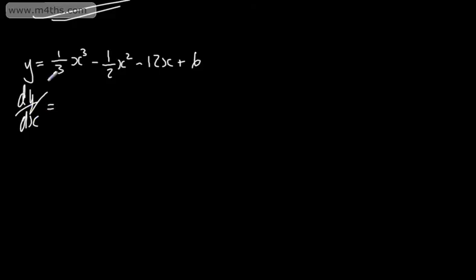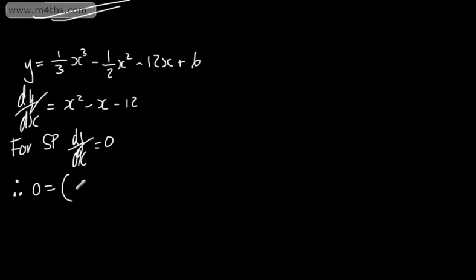So we'll find the x coordinate of the stationary point. I'm not going to find the y coordinate because that would mean subbing in. I'm just going to find the x coordinate, and then we're going to determine the nature of these. So that's going to give me now x squared minus x minus 12. So for SP, we can say now dy dx will be equal to 0. Therefore, 0, and I'm just going to factor this. We're going to have x minus 4, and then x plus 3. So we can see that x will be equal to 4, or x is equal to negative 3.